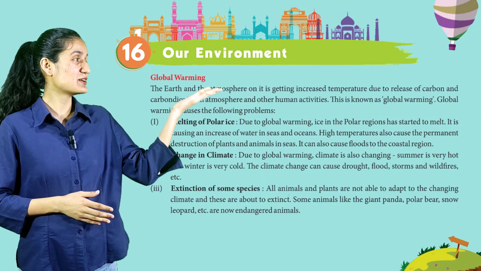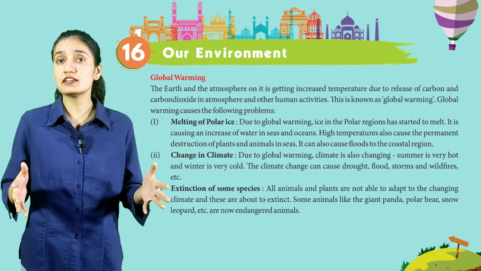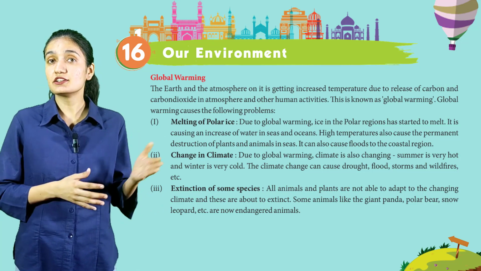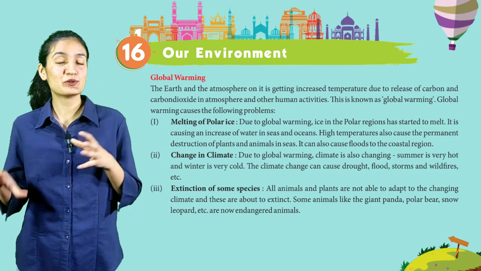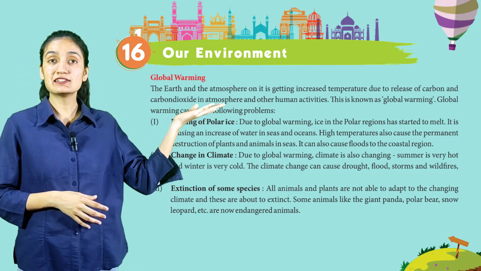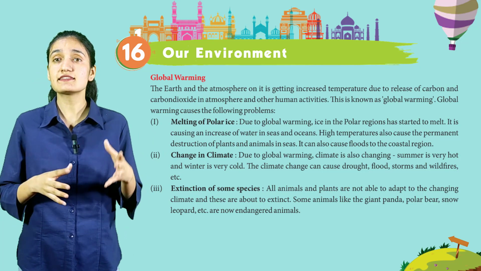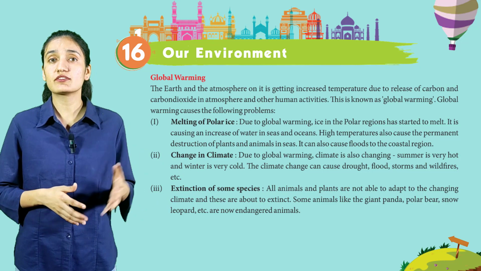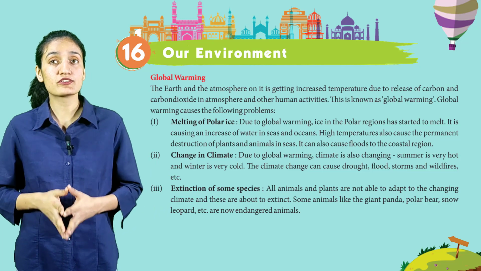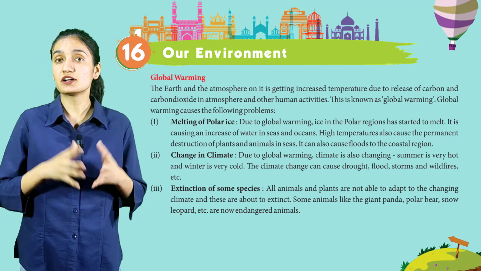Our next topic is global warming. The earth and the atmosphere on it is getting increased temperature due to release of carbon and carbon dioxide in atmosphere and other human activities. This is known as global warming. Global warming causes the following problems. First, melting of polar ice. Due to global warming, ice in the polar region has started to melt. It is causing an increase of water in seas and oceans. High temperature also causes the permanent destruction of plants and animals in seas. It can also cause flood to the coastal region.